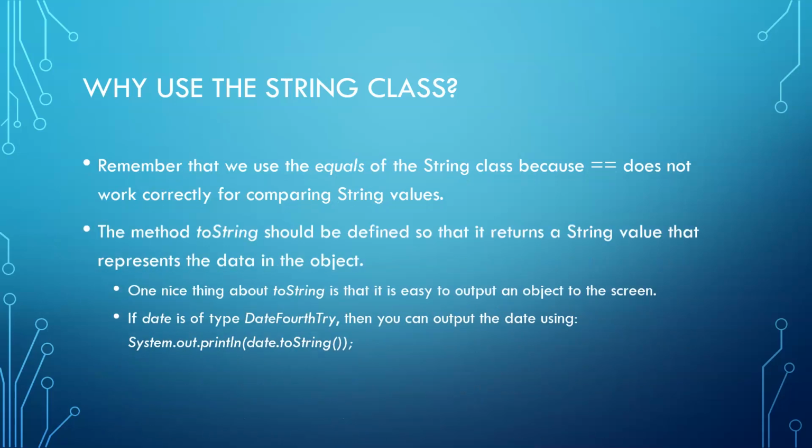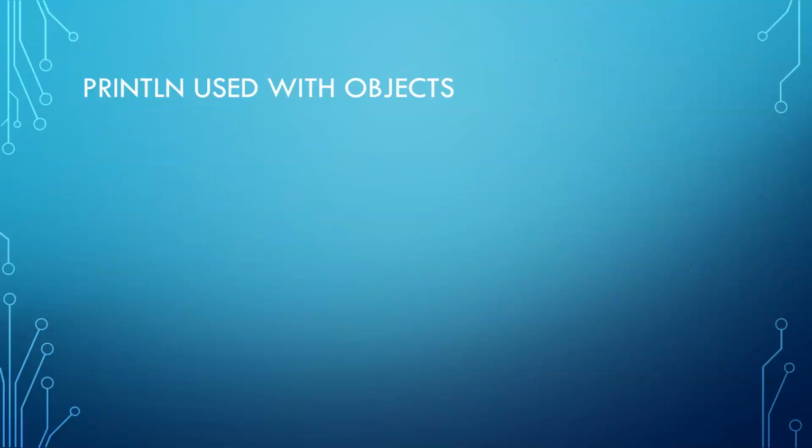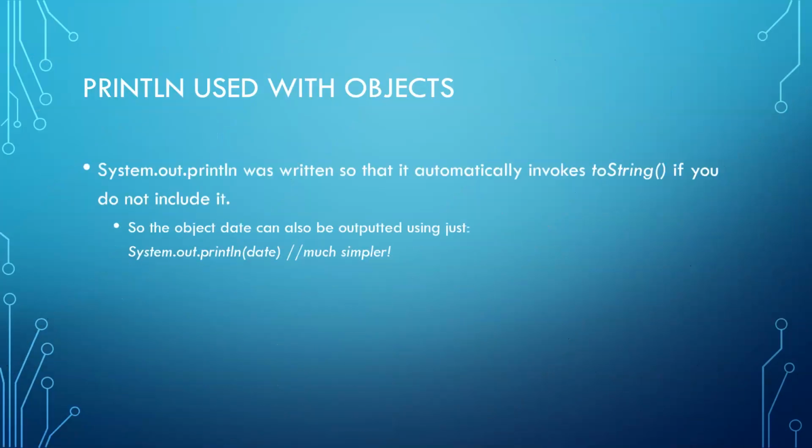The method toString should be defined, therefore, so that it returns a string value that represents the data in the object. Now, one nice thing about toString is that it's very easy to output an object to the screen. If data is of a type Date4Try, then you can output the date using System.out.println(date.toString()).